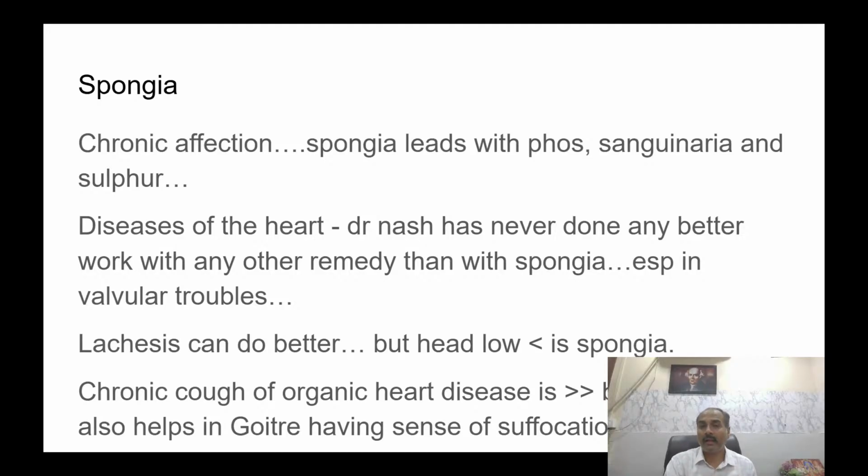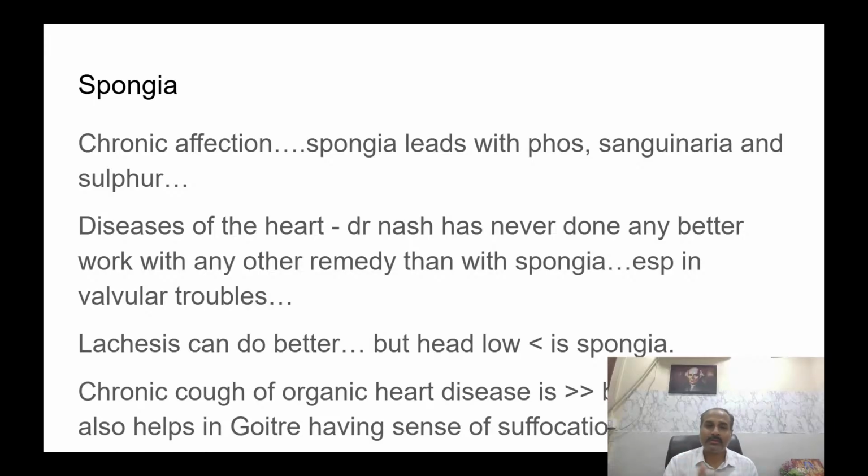Spongia has helped Dr. Nash in a lot of valvular troubles. So has Lachesis helped him, and this is where he differentiates Lachesis with Spongia, where Spongia is aggravated by head low position. And in chronic cough of organic heart disease. Now, many patients of heart disease will land in our clinic with chronic cough, whether it is due to the beta blockers that they are taking or it is from just the heart condition. You will have to differentiate. And if it is organic heart disease only, no other medication is going on, Spongia will help the patient.